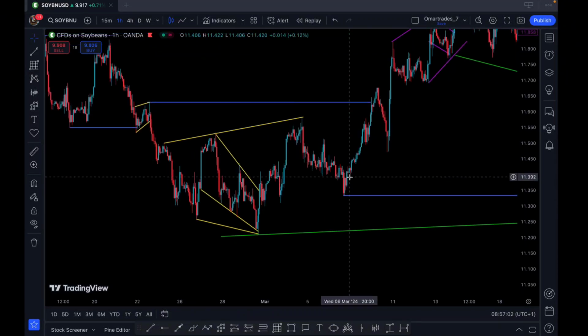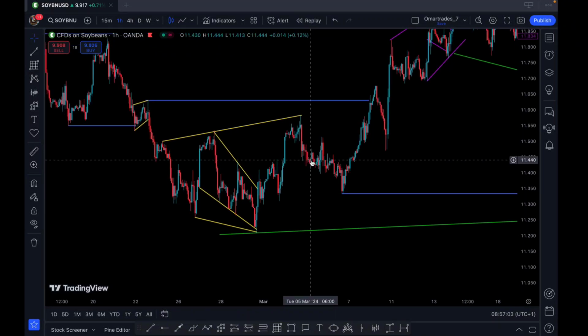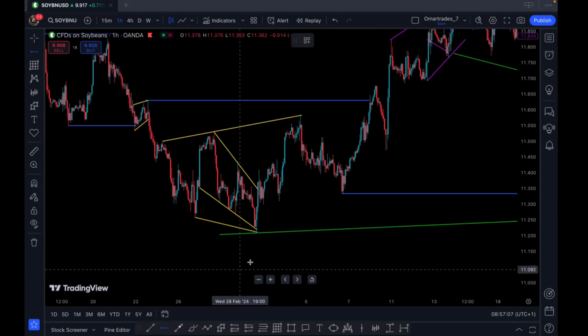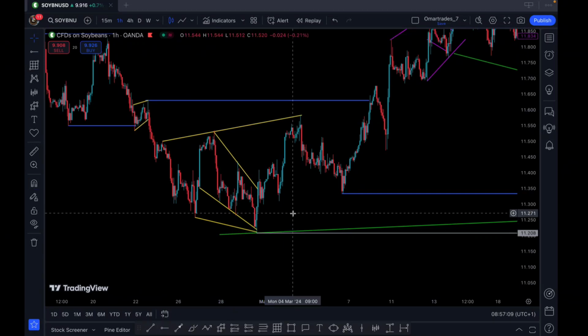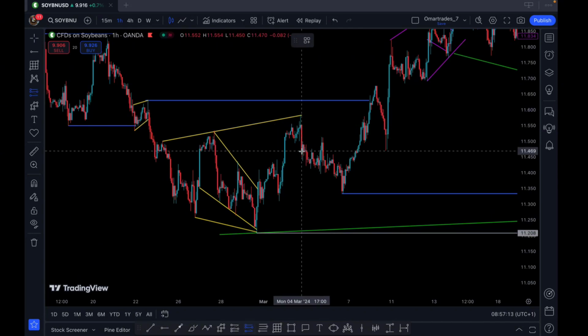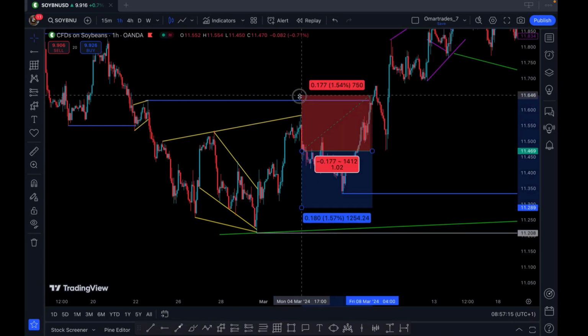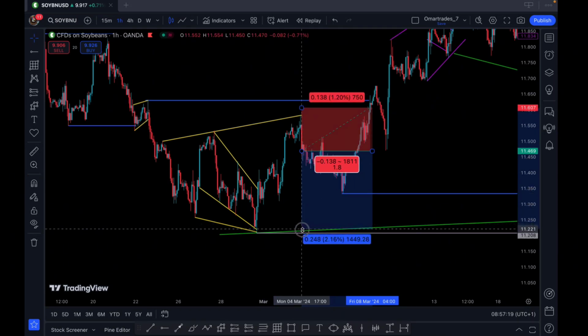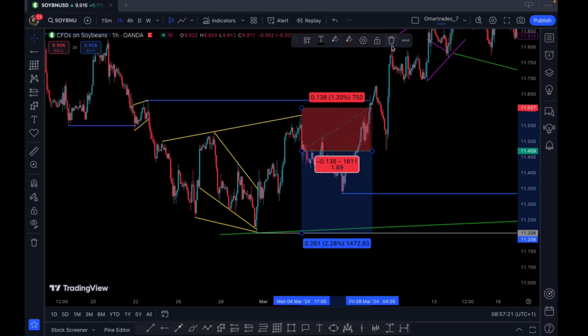Now, in this scenario, look at that. Our first target is going to be down here. Now, if you take this entry, let's look at where it closes. If you take this entry right there, and you have your SL around here, look at that, 1 point to our target, like 1.8. You don't want that to be happening.